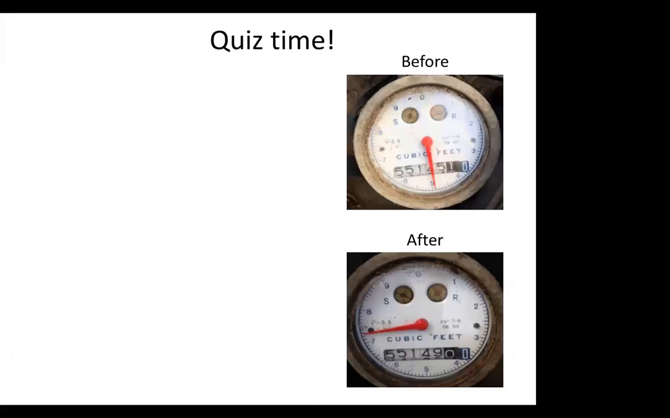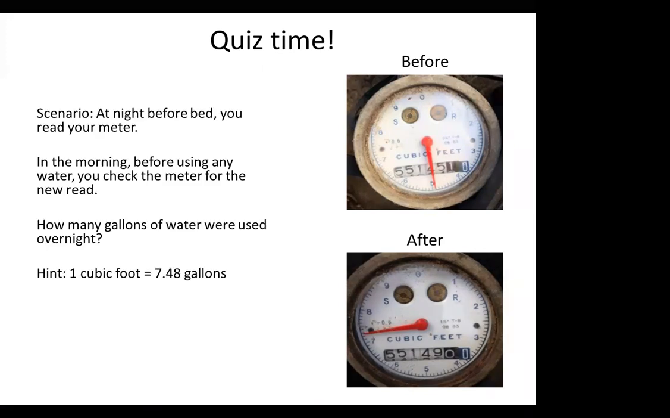So now it's quiz time to wake everyone up and test your meter reading skills. So I hope you are ready for a little math. And here is the quiz scenario. Okay, at night before bed, you read your water meter. This top picture on the right is your meter before bed. And then in the morning, before using any water, you check the meter again and record the new read. The bottom picture shows the read in the morning. So the quiz question is, how many gallons of water were used overnight?